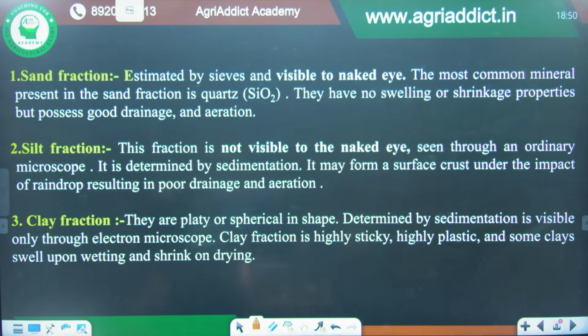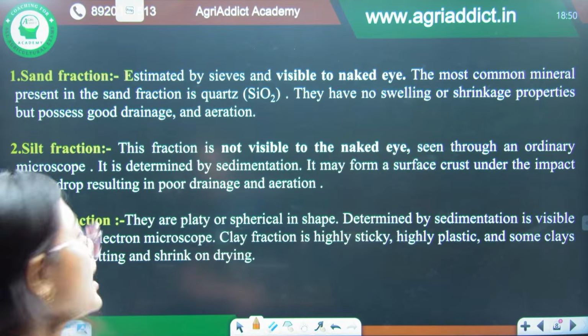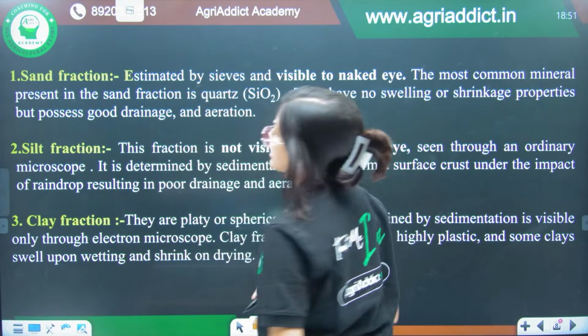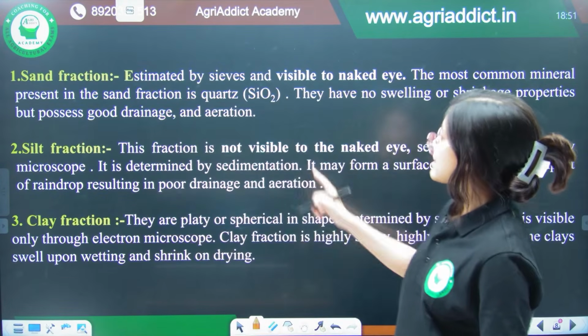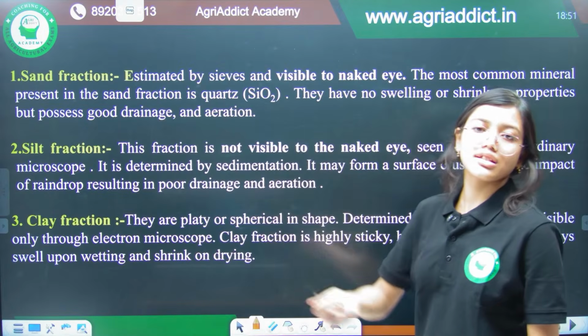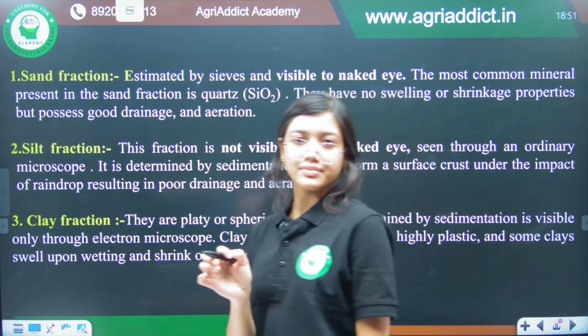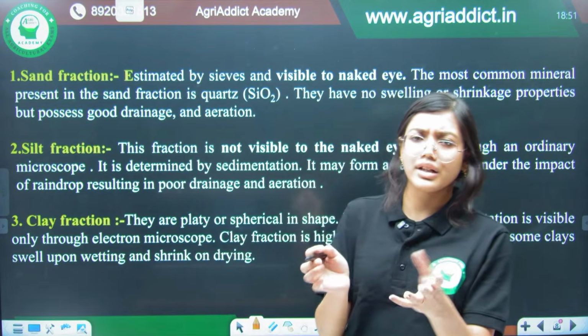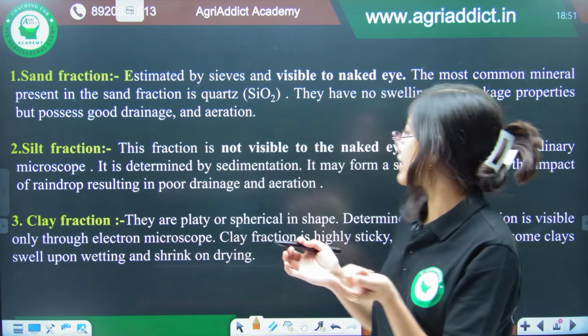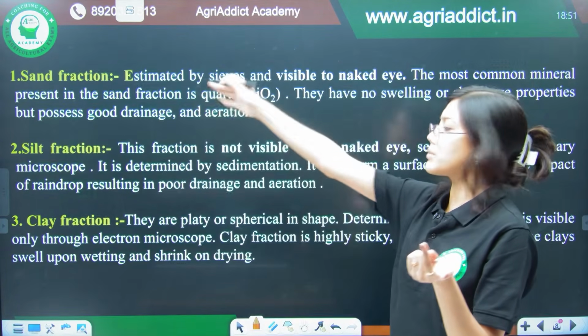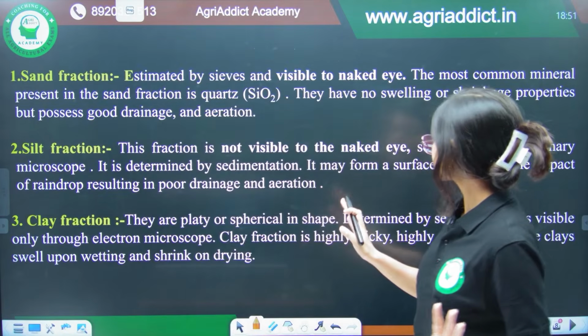The shape will be roughly spherical. Now, another thing is that we have the silt fraction and we have the clay fraction. The silt fraction is not visible to our naked eye, but it has some properties: it is buttery, you can feel it with your hand, or flaky in nature, and it will be in between the sand and clay fraction.